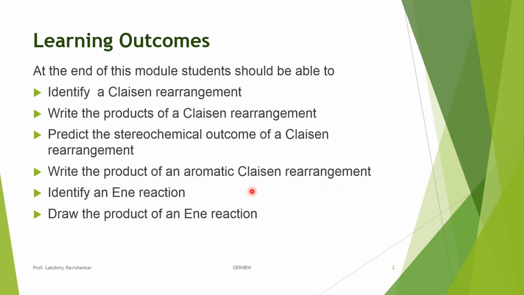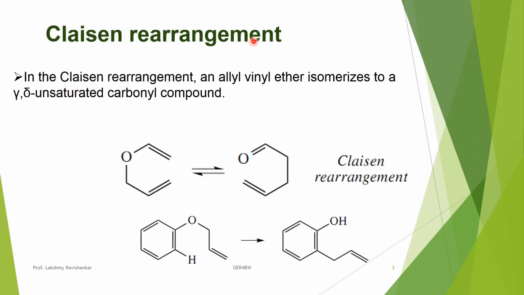also write the product of an aromatic Claisen rearrangement, should be in a position to identify an Ene reaction and draw the product of an Ene reaction. So Claisen rearrangement is another example of a 3,3 sigmatropic shift. We already saw the Cope rearrangement in the previous module. So what happens in the Claisen rearrangement?